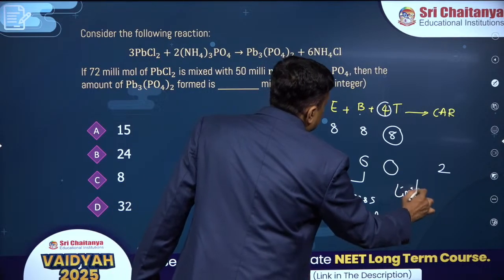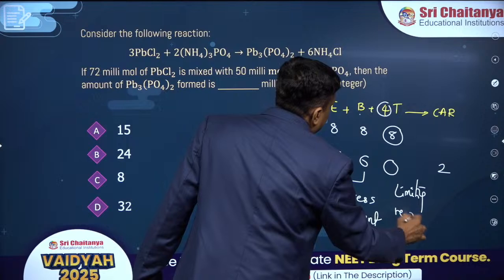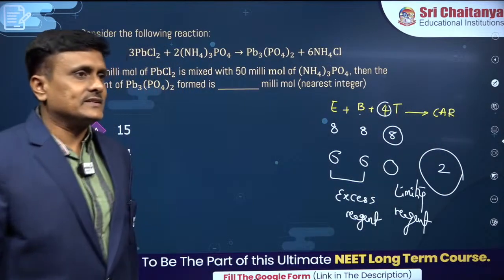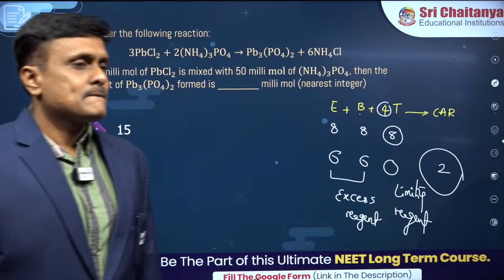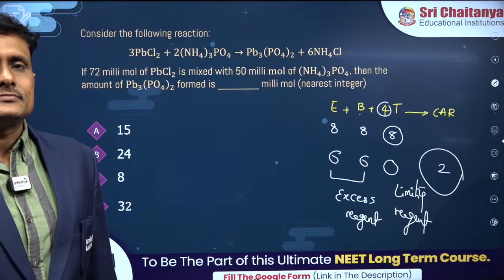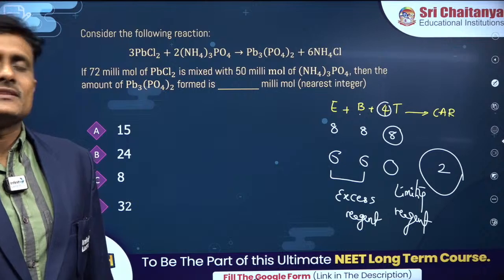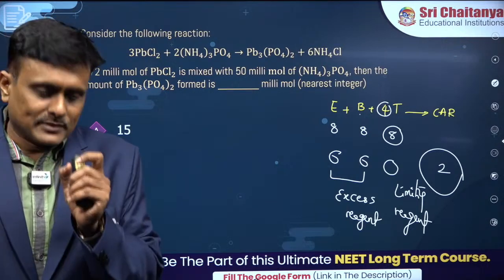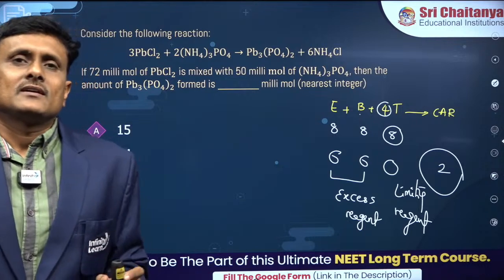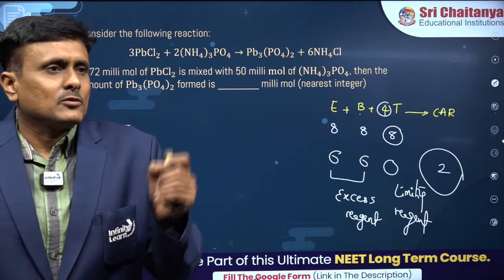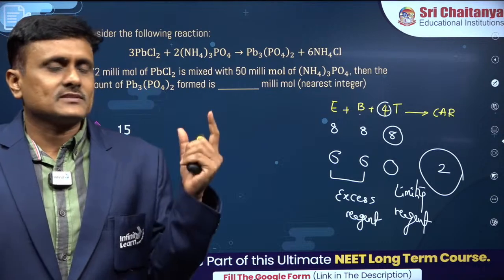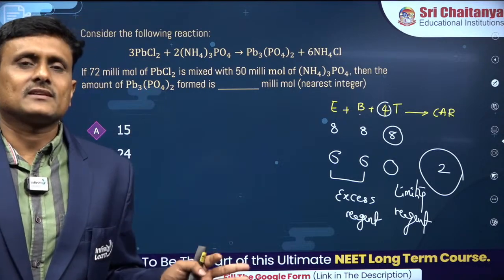Please try to understand, don't just give up. So always remember, limiting reagent produces the least. Are you understanding? Produces the least. Remember always, limiting reagent is the reactant that gives less product. Limiting reagent produces the least. That's all. This is what you need to understand.